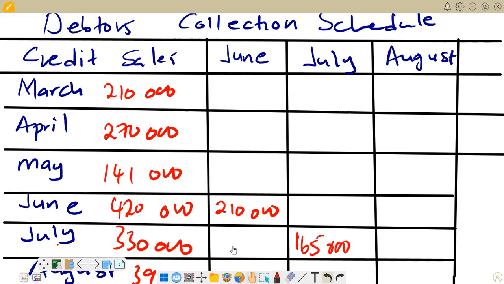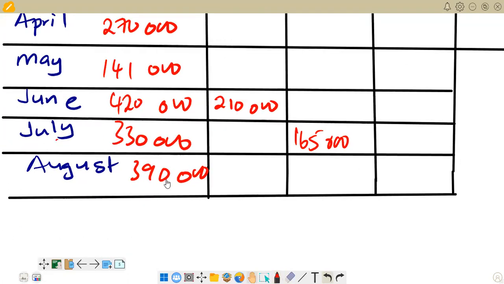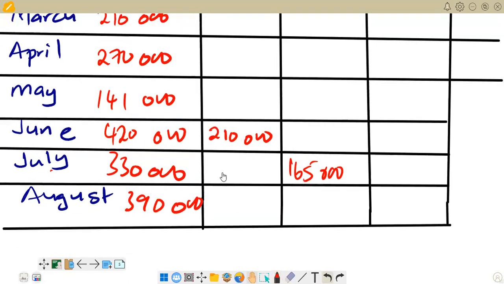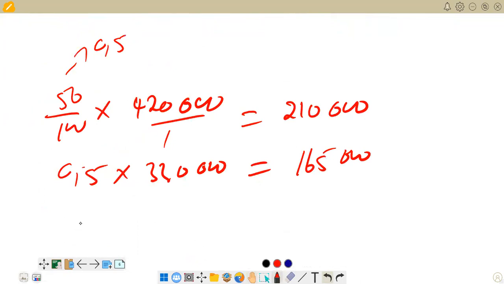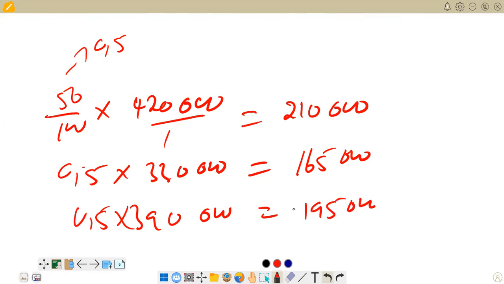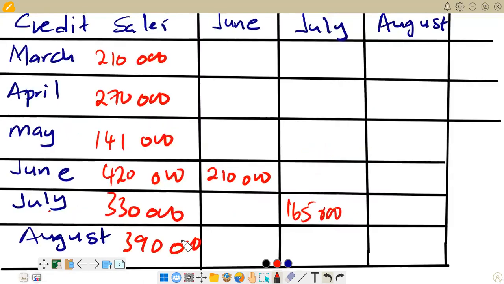Then we go down and see what we have next. Next, we have got August. So 50% of August will be received in August. So August here and August here. 50%, we say 0.5 times 390,000. That is for August. We are going to get 195,000. So this is the one that we are going to put for August, 195,000.